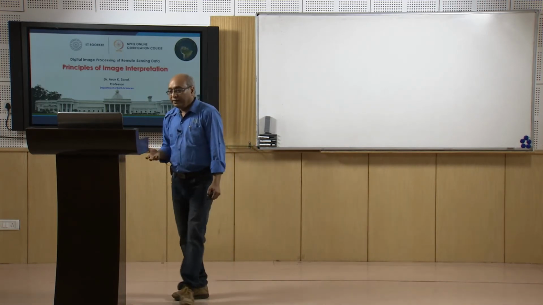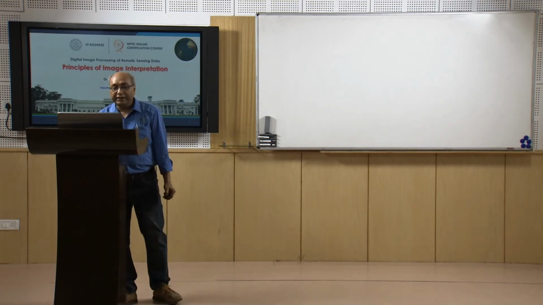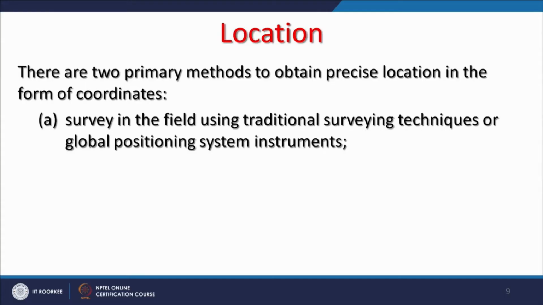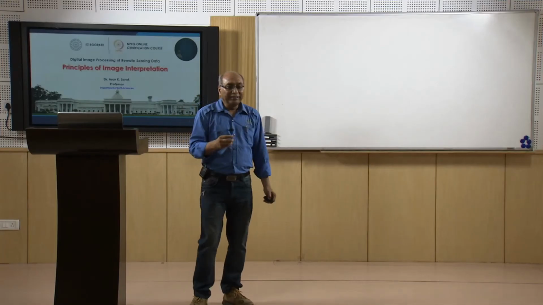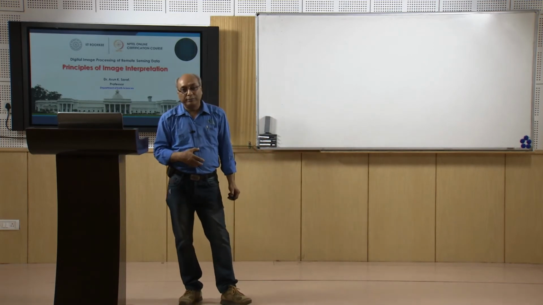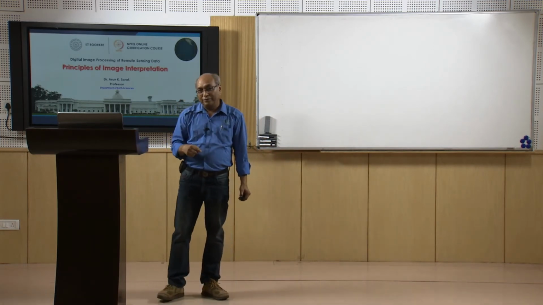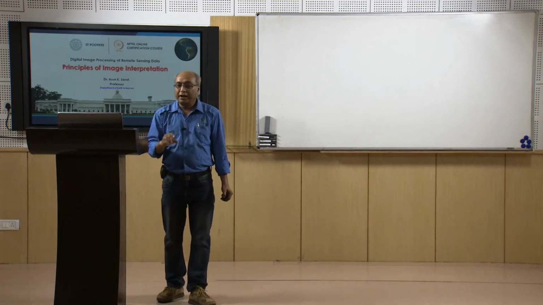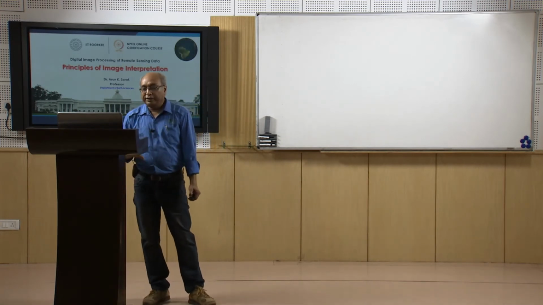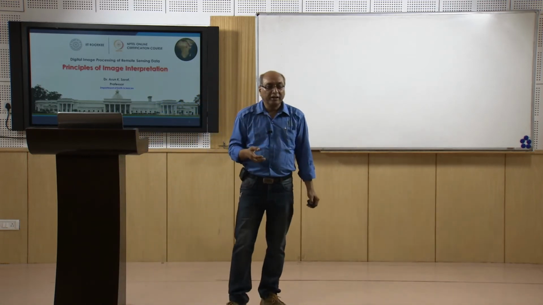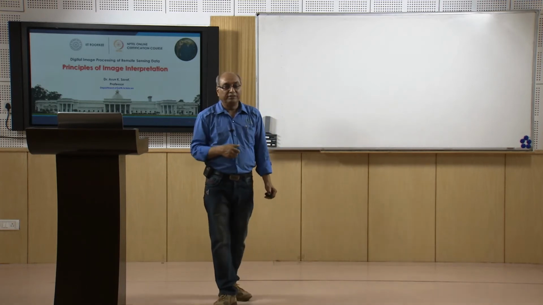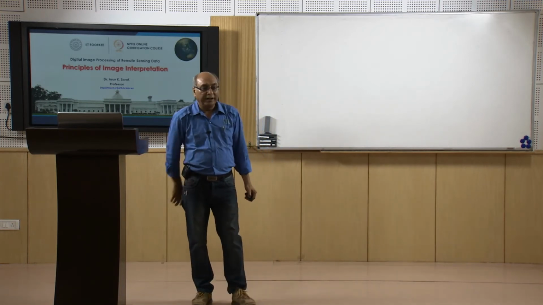So the survey in the field uses traditional survey techniques, with global positioning system instruments, and they collect remote sensing data of the object, rectify the image (rectify here means georeferencing), and then extract the desired coordinate information. Because we need the location information, it has to come from some way, either directly from the field or from a georeferenced image. Most remote sensing scientists use relatively inexpensive GPS instruments in the field to obtain the desired location of the object.